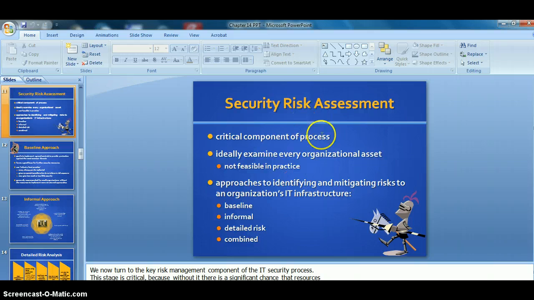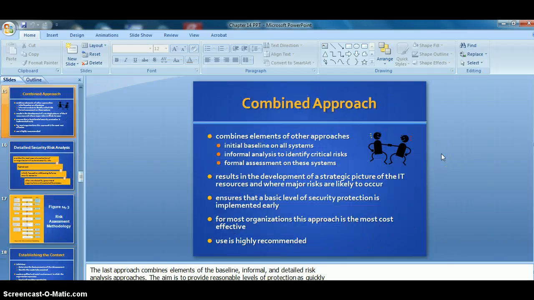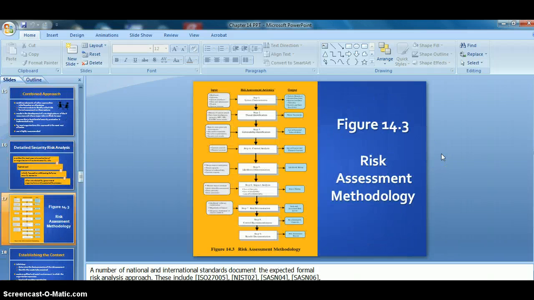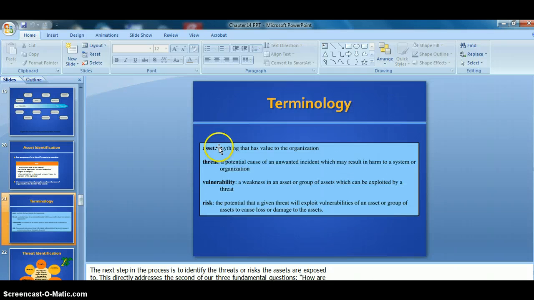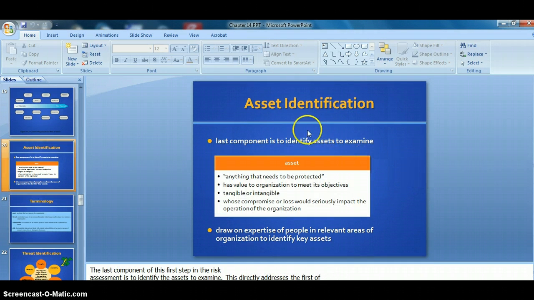As for security risk assessment, before we go with the risk assessment, let's go with the terminology as we said. We said that we have assets, threats, vulnerability, and risk. Let's go here. This is assets identification. The first component is to identify the assets to examine, which is anything that needs to be protected. The assets are anything that needs to be protected, assets which have value to the organization to meet its objective.